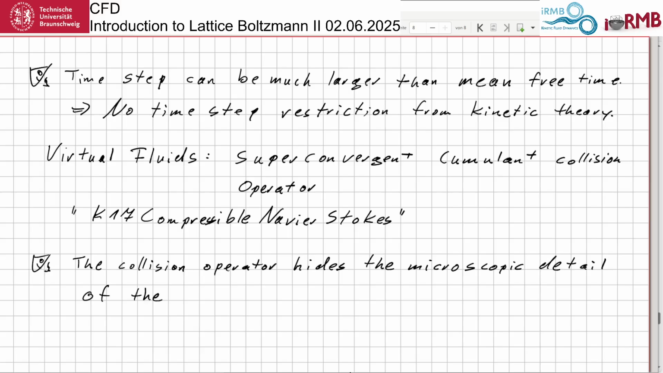Of the molecular interactions. So this is our simplification, and this also means that there are many different ways, many possible approximations to do this, of which the BGK is just one.